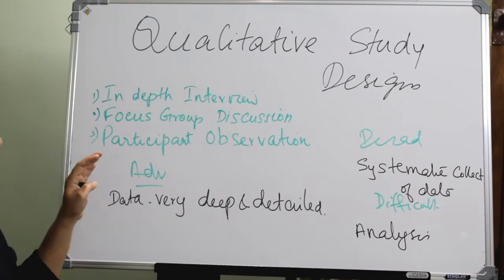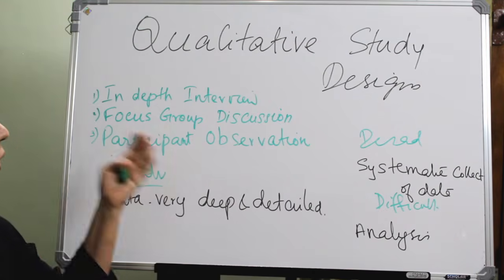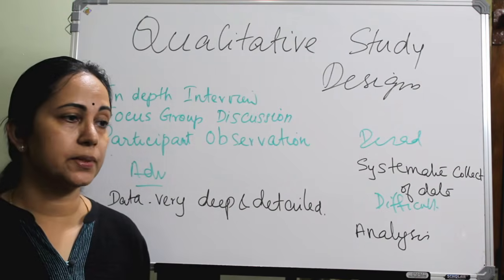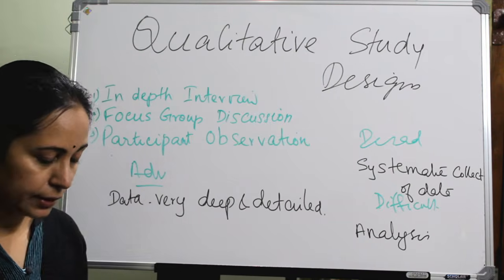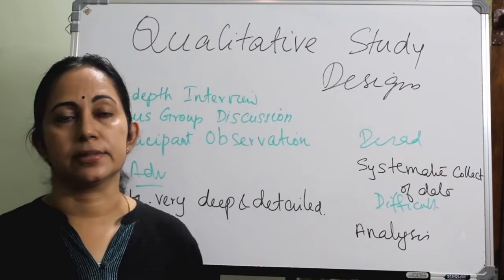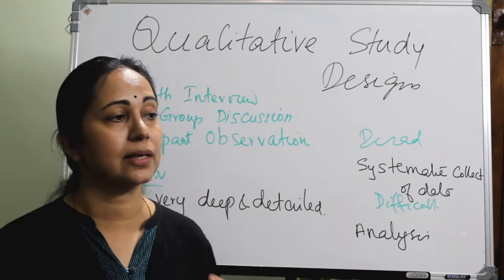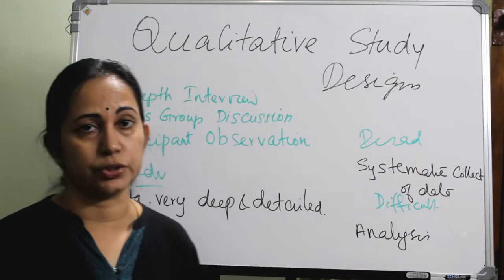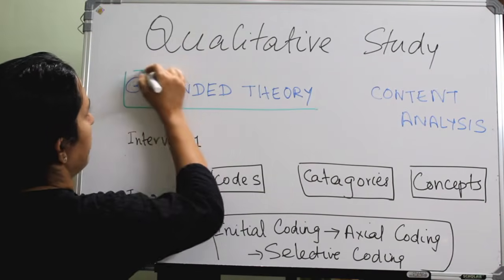By these three methods, either focus group discussion, in-depth interview, or participant observation, the investigator collects the data and then does the analysis. Analysis is mainly by two methods. One is content analysis and the second is the grounded theory approach. So this is how you do a grounded theory analysis.